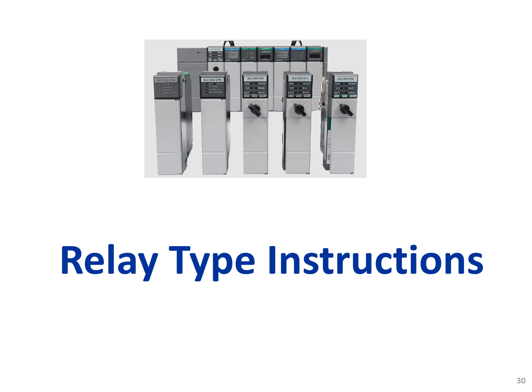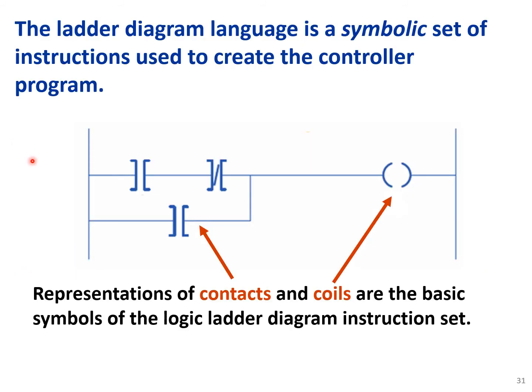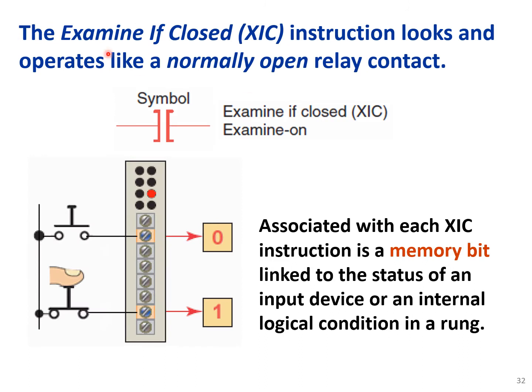Relay type instructions. The ladder diagram language is a symbolic set of instructions used to create the controller program. Representations of contacts and coils are the basic symbols of the ladder logic instruction set. Okay, so these contacts represent inputs and coils represent outputs. The examine if closed, or XIC, instruction looks and operates like a normally open relay contact.